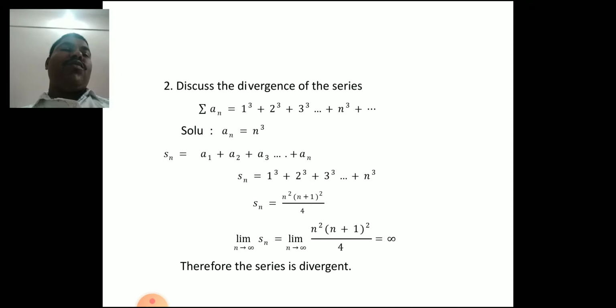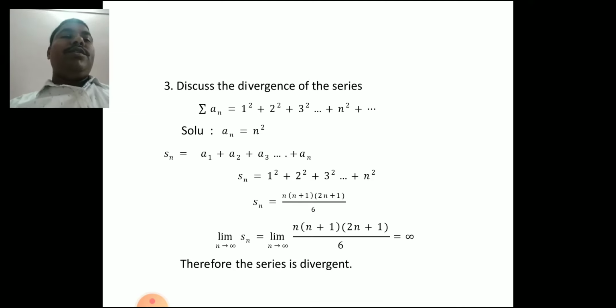Next we have to take limit on both sides as n tends to infinity. So we get limit of Sn as n tends to infinity is equal to limit of n square into n plus 1 whole square by 4 as n tends to infinity. Applying the limit, we get infinity. That means the sequence Sn is divergent, therefore the series summation an is also divergent.